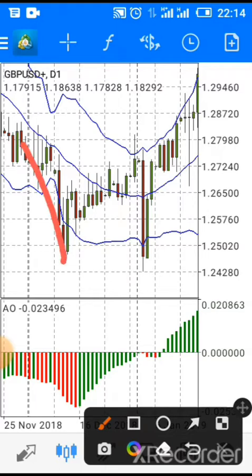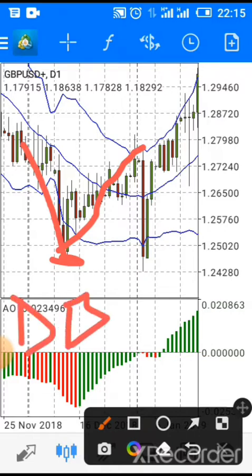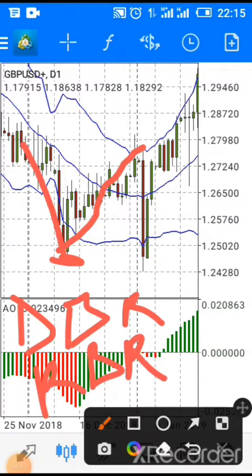This is a drop, this is a base, and this is a rally. So that is a demand zone created. Drop, base, rally. That is a demand zone. Never forget that. Drop, base, rally. The other one I said is rally, base, rally.